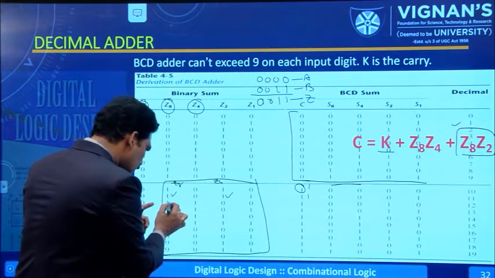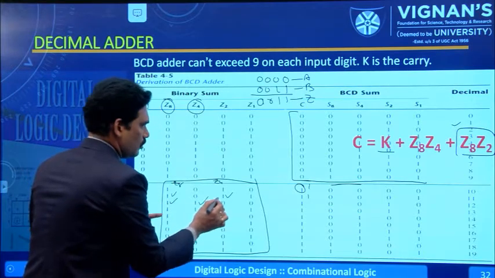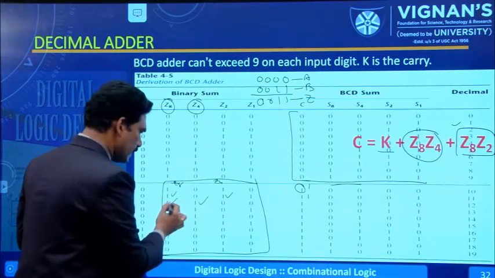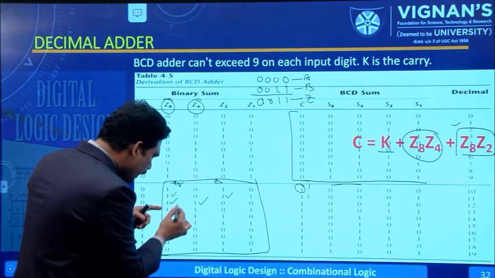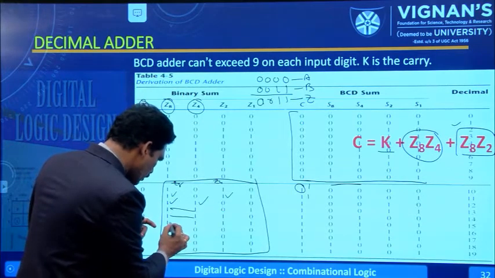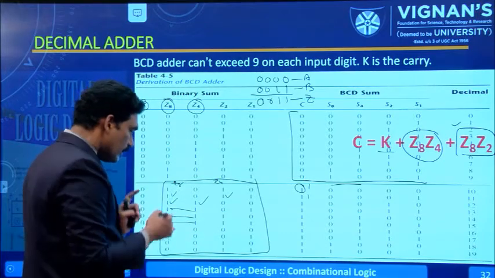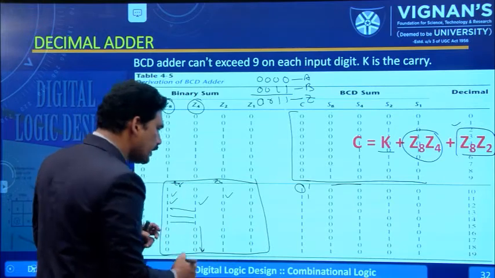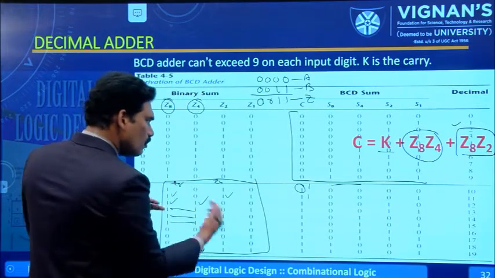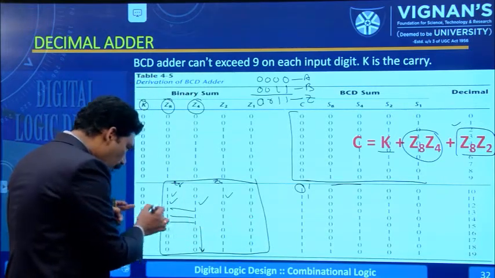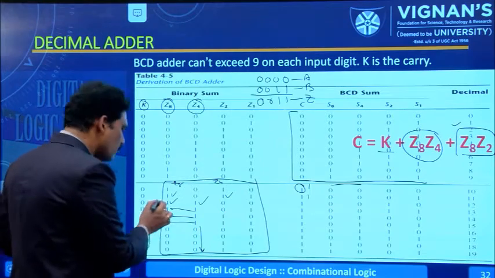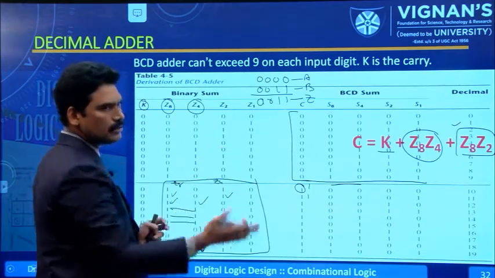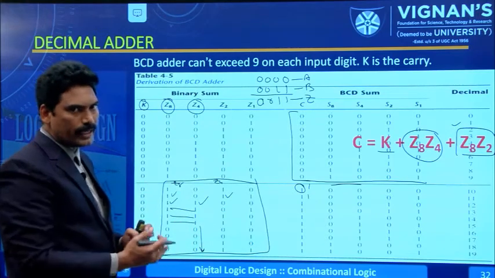Next one is Z8 Z4. This number can be captured by using Z8 Z. Next Z8, so we can capture these two. Next, to capture all these things, what do we need? Here, in all places K is 1. If K is 1, we can say that the BCD sum is more than 9.